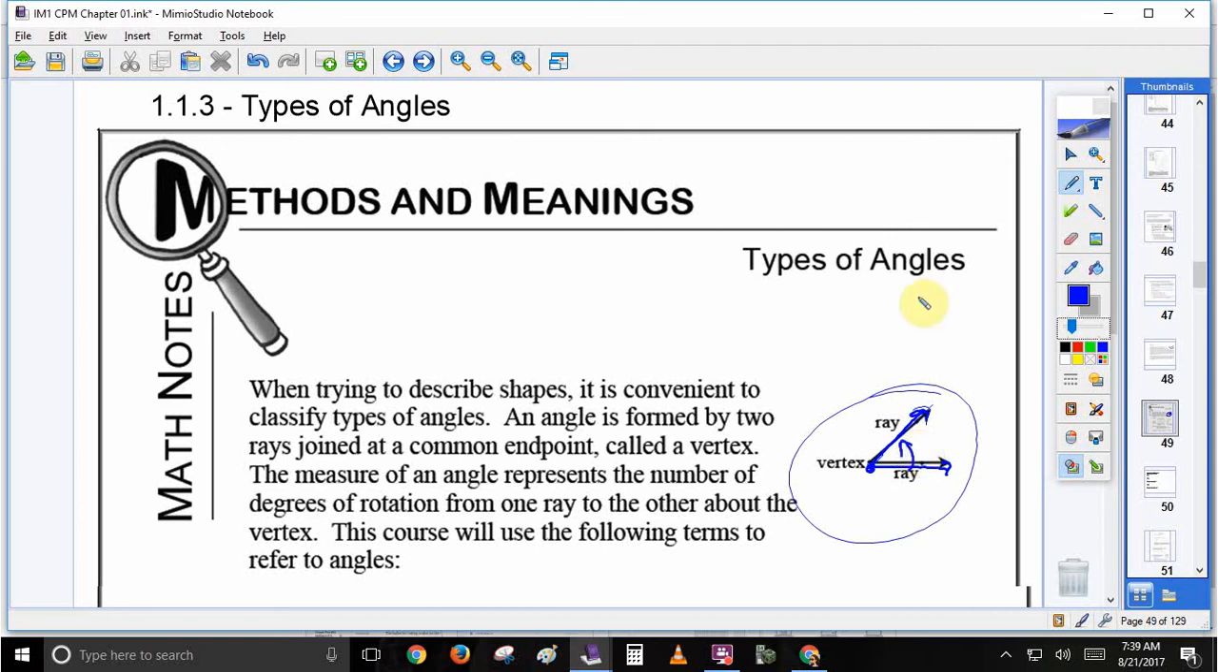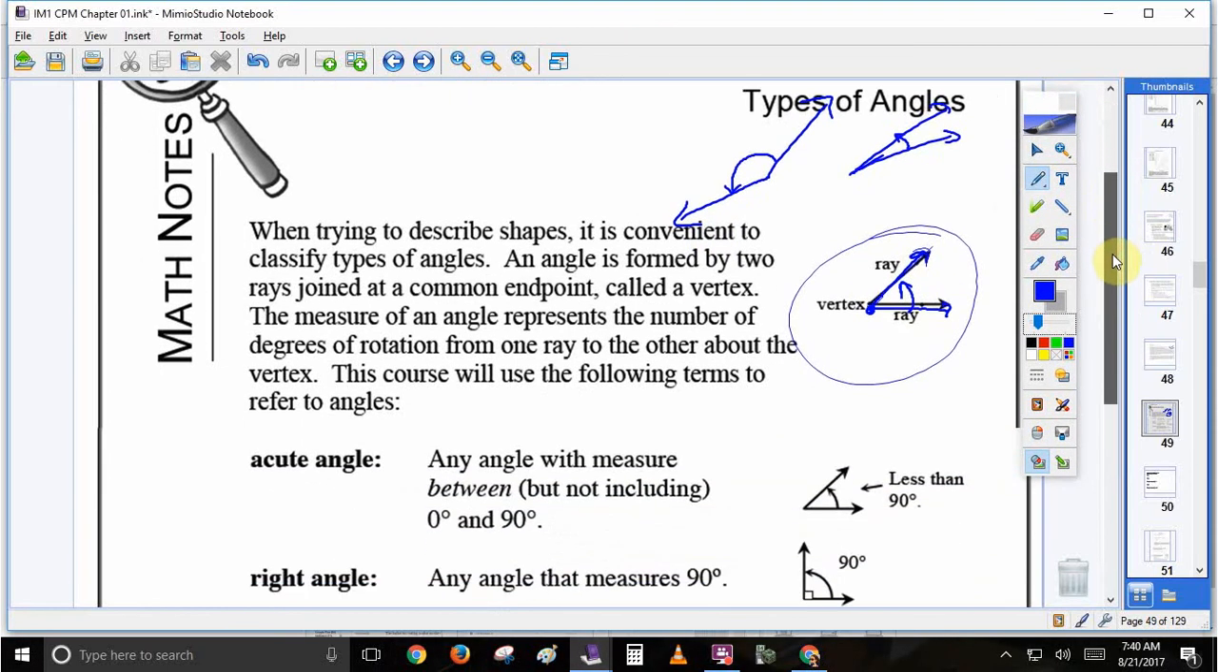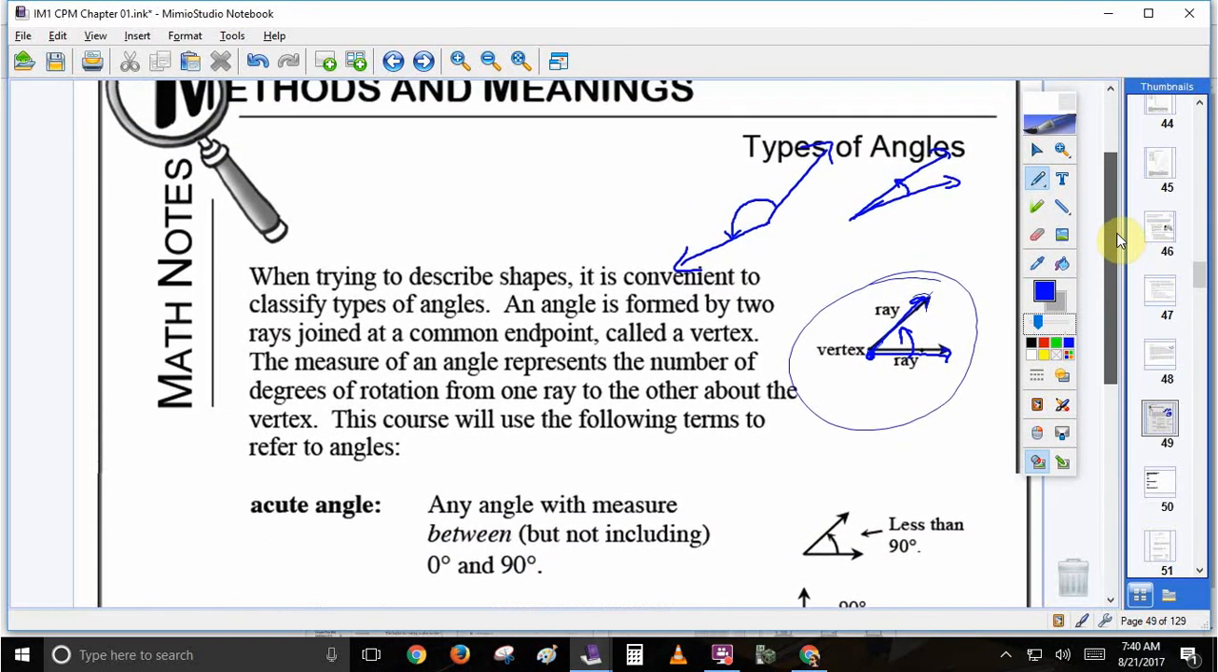So we can have two rays that are very close together, in which case we get a small angle. We can have two rays that are connected at a vertex but then open way up, and then we're going to get a larger angle. Well, we have names for these small angles and large angles, and you probably remember them from earlier in school.